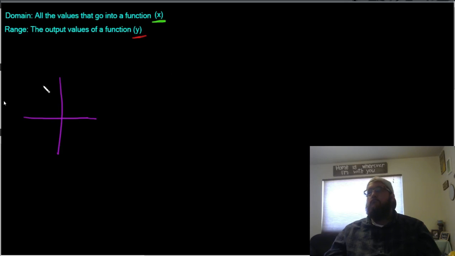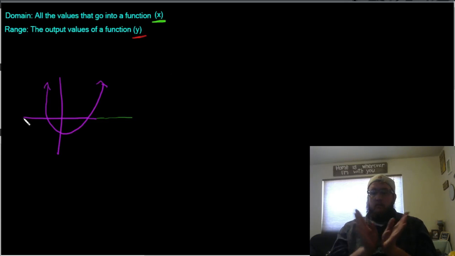Let's say it is here. So if we look at the domain, there are no restrictions to our domain. Our domain keeps going. If we extended out this x in both directions to infinity, negative and positive infinity, you would see that this eventually will get there.